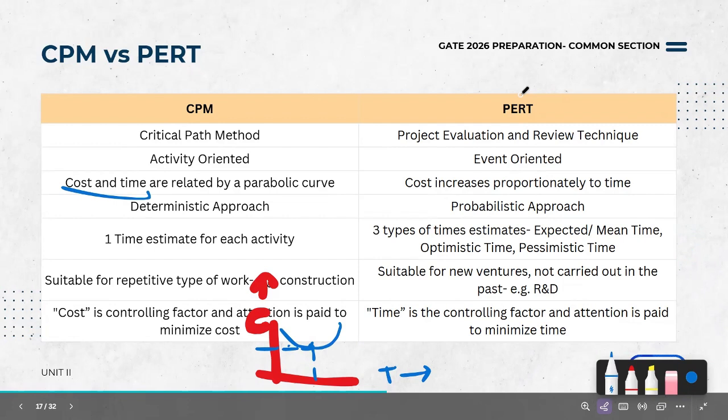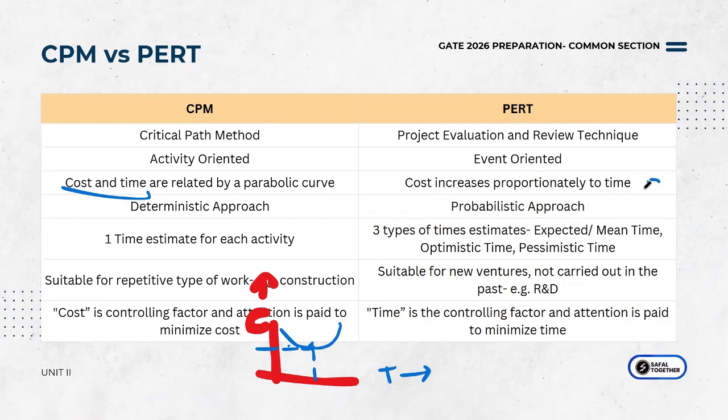Whereas in PERT, what they actually think is that cost increases with time. So the more time you spend, the more cost it will have. So they're not trying to optimize it, they're trying to reduce time altogether. By reducing your overall time, they're trying to say that your overall cost will reduce. So ultimately, everybody's trying to reduce cost and time, but the focus is on time over here, and the focus is on cost over here.